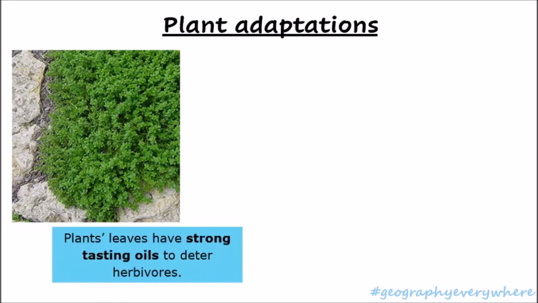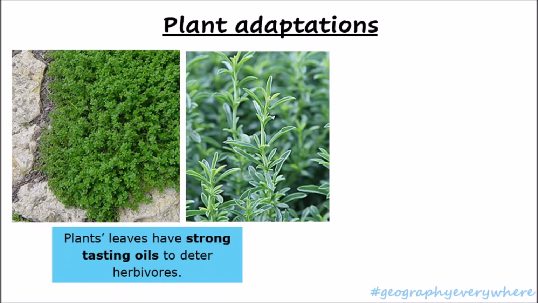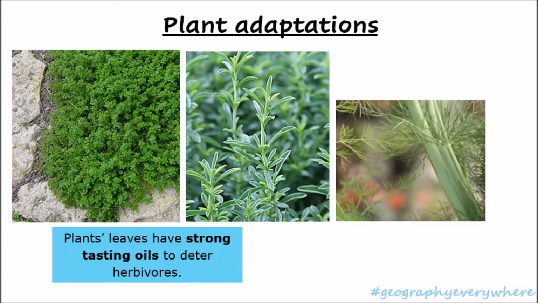Plants like thyme have leaves that have strong tasting oils. This is so that if there are any herbivores, such as goats, the animals won't eat the plant's leaves, thus taking away its water. Plants that also have strong tasting oils are rosemary and fennel.